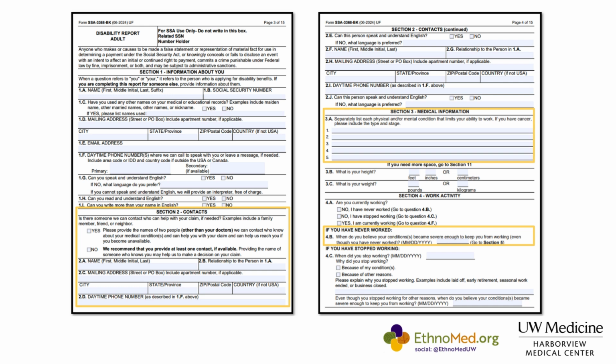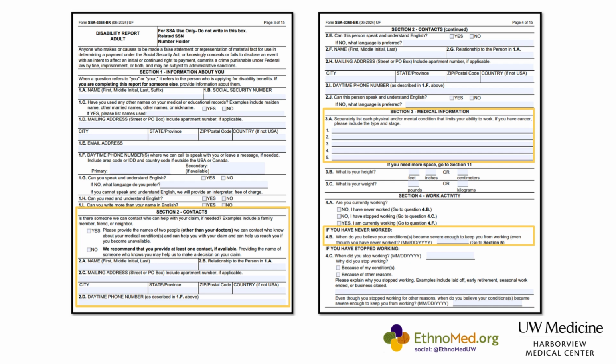Starting out, you can see on the left-hand side, it starts with basic information about your client. Section 2 asks you to list a contact that can help your client with their claim. This could be a family member or a friend. It could also be you as their caseworker.